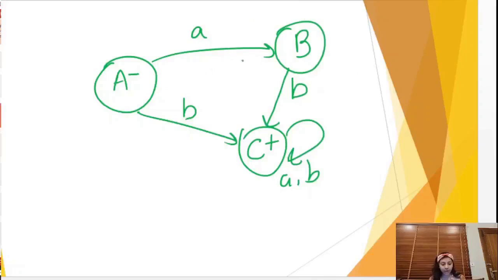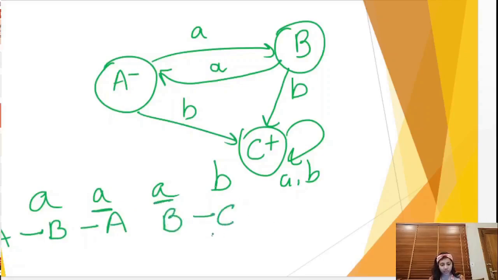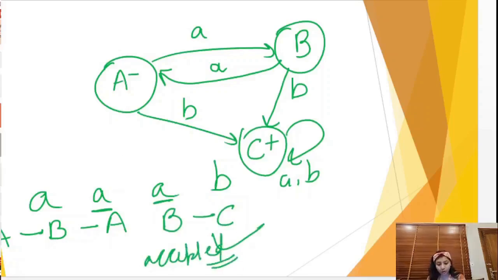In this automata, what we can do is, if I receive any number of A's from here now, then I can take a transition back to my initial state. Right? So let's check for this string again. I am on state A, I receive symbol A, I go to state B. I am on B, I receive symbol A, I go to state A. I am on A, I receive symbol A, I go to B. I am on B, I receive symbol B, I go to C. So my string is accepted. So the same language can be represented by a number of different finite automata, right?